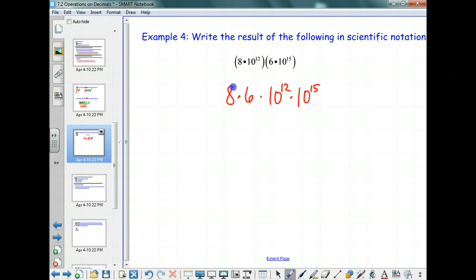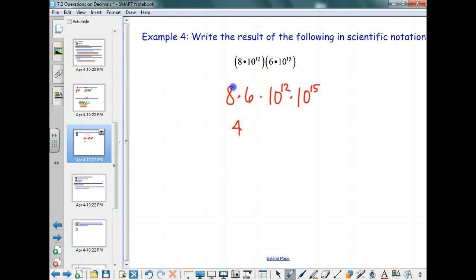It's the commutative property. The commutative property allows me to switch the locations with multiplication, right? 5 times 2 is the same as 2 times 5. So what I really did is I switched the order of the 6 and the 10 to the 12, right? Okay. So that allows me to multiply like terms, if you will, combine the things that are like. So what's 8 times 6?